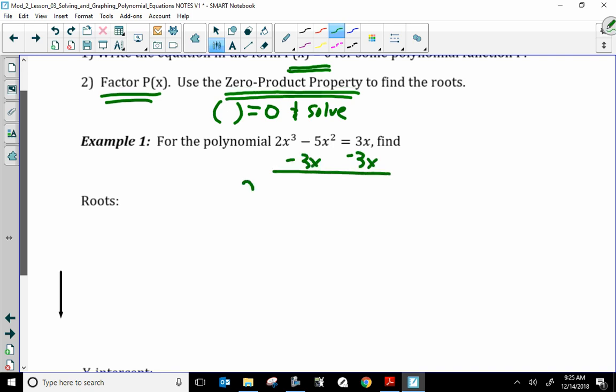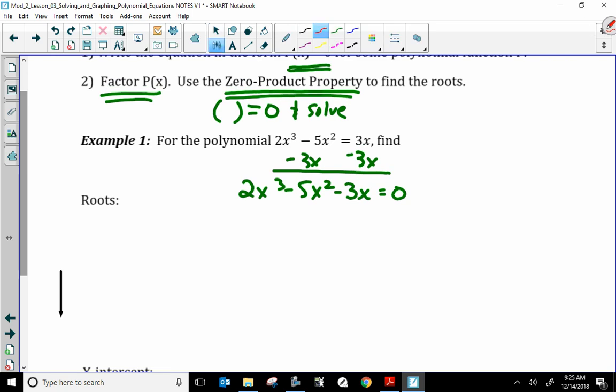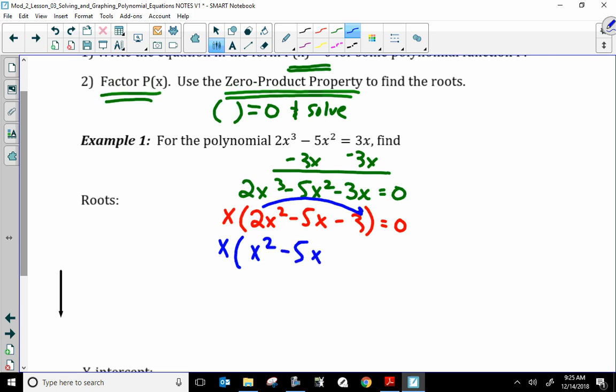So I've got 2x cubed minus 5x squared minus 3x equals 0. Now I'm going to factor out an x because I can take one x out of everything. 2x squared minus 5x minus 3 equals 0. Slip and slide. Bang. My x comes for the ride. Okay, so 5x minus 6 because I multiplied the back times 2.